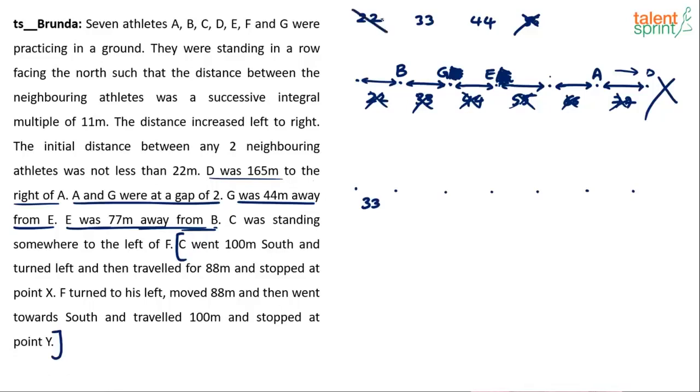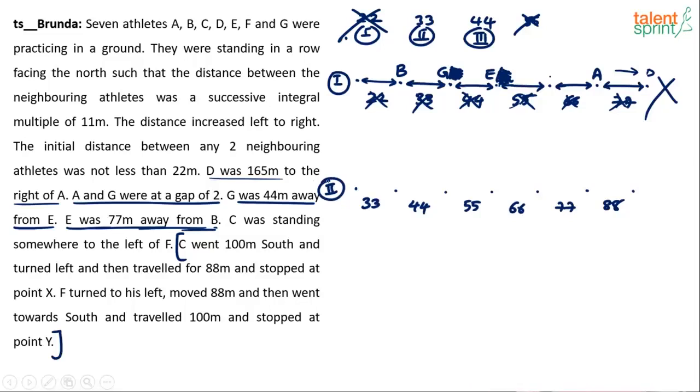So we have already tried 22, it came out to be wrong. Now we are trying 33. Starting distance is 33. Then this will be 44, 55, 66, 77, 88. You're getting it? 1, 2, 3, 4, 5, 6, 7. This is the second trial. First trial is over. This is trial number 2, and this is trial number 3. If the second trial also fails, then we will go for the third and the last trial, which has to be the answer, where we start with 44.